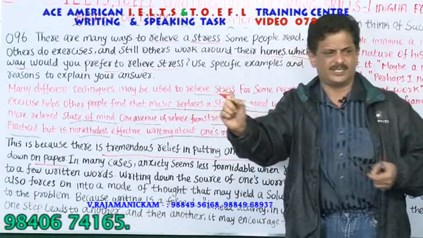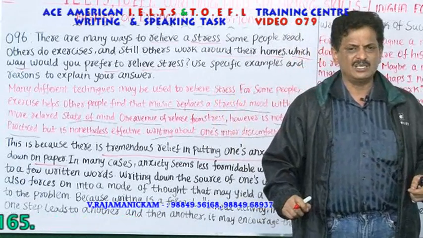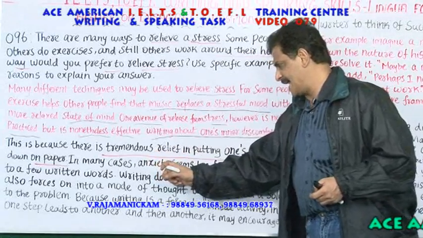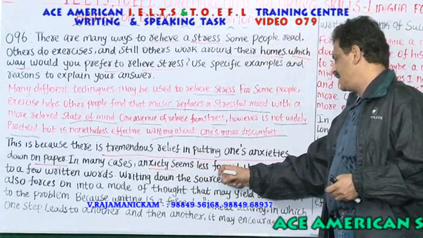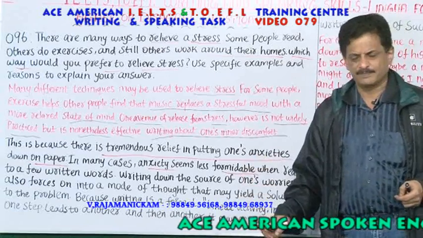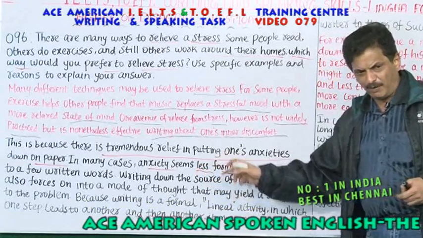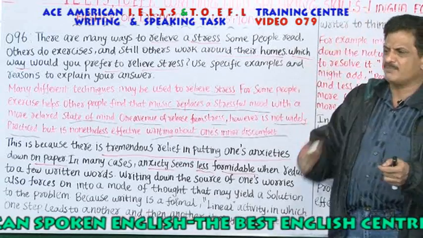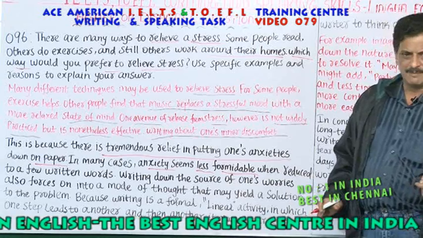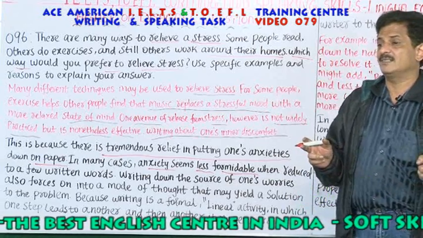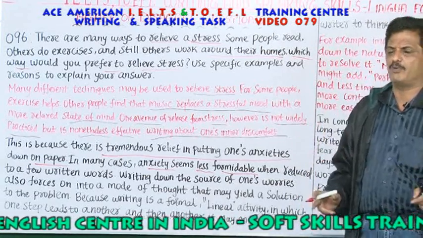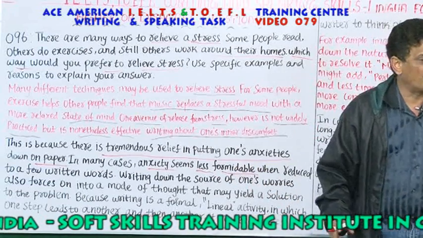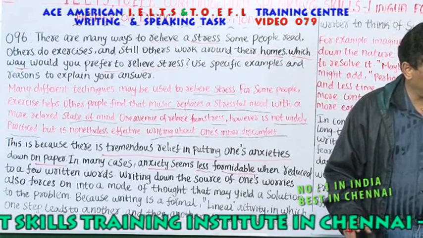On paper you are writing all your anxieties, all your negative thoughts or negative expectations. In many cases, anxiety seems less formidable. Formidable means what? Importance. Less formidable means less importance. So when you start writing, all your anxieties become less important. Till then you are expecting all those things in a negative way and you are giving a lot of importance to that. And once you start writing on paper, it becomes less formidable. Formidable means important, less formidable means less important.